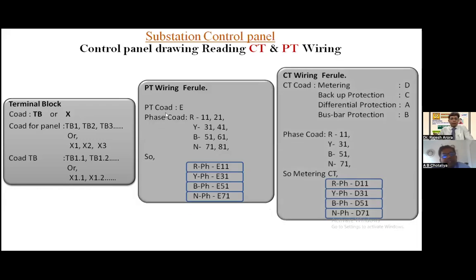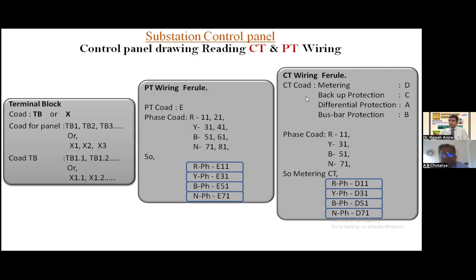Now, PT is denominated by E in the power control panel. So wherever you see the E, there will be a PT, and R phase will be denominated by 11, 31, 51, and 71 for R, Y, B, and neutral. Then every PT wire you will see in the control panel will be denominated E11, E31, E51, and E71. That is R phase PT, Y phase PT, B phase PT, and neutral PT.